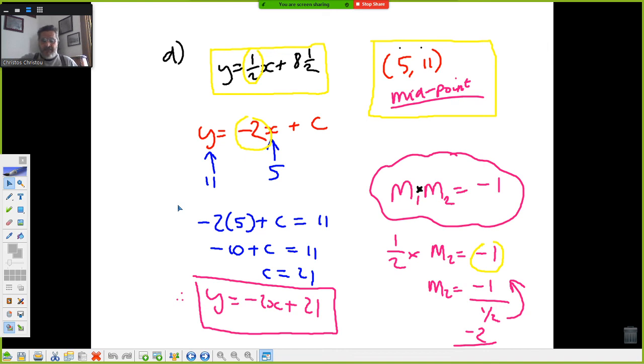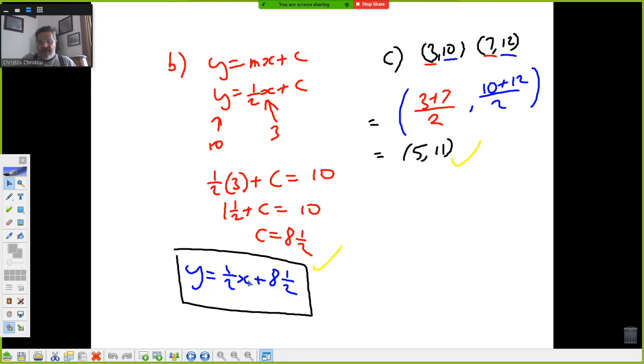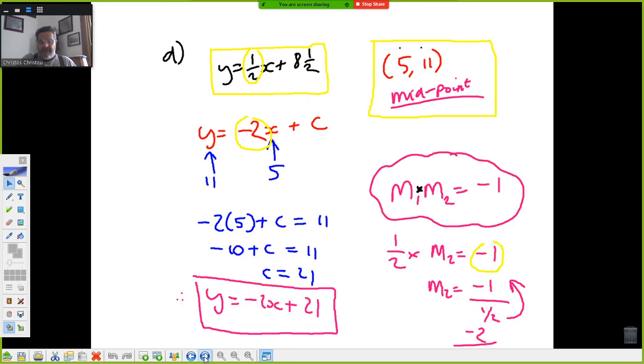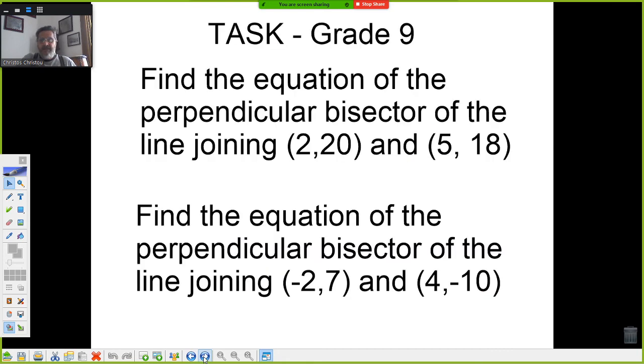All right, that's all there is to it. And that looks a lot nicer than this ugly thing with fractions. But anyway, that's correct, and that's correct. And all that's left to do is these 2 cute little questions. I've called it grade 9. Find the equation of the perpendicular bisector of the line joining (2, 20) and (5, 18). And the next one, find the equation of the perpendicular bisector of the line joining (-2, 7) and (4, -10).